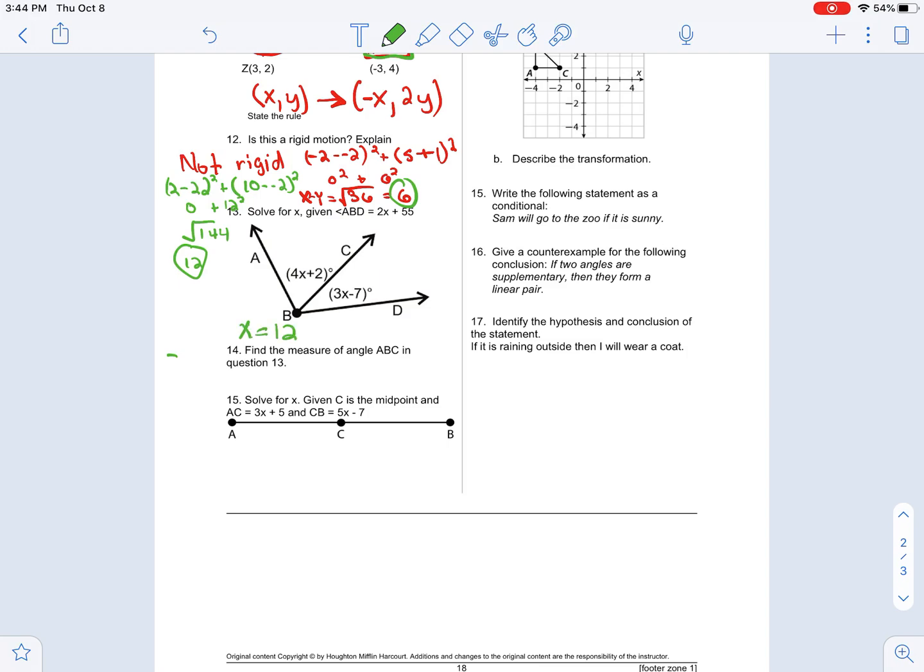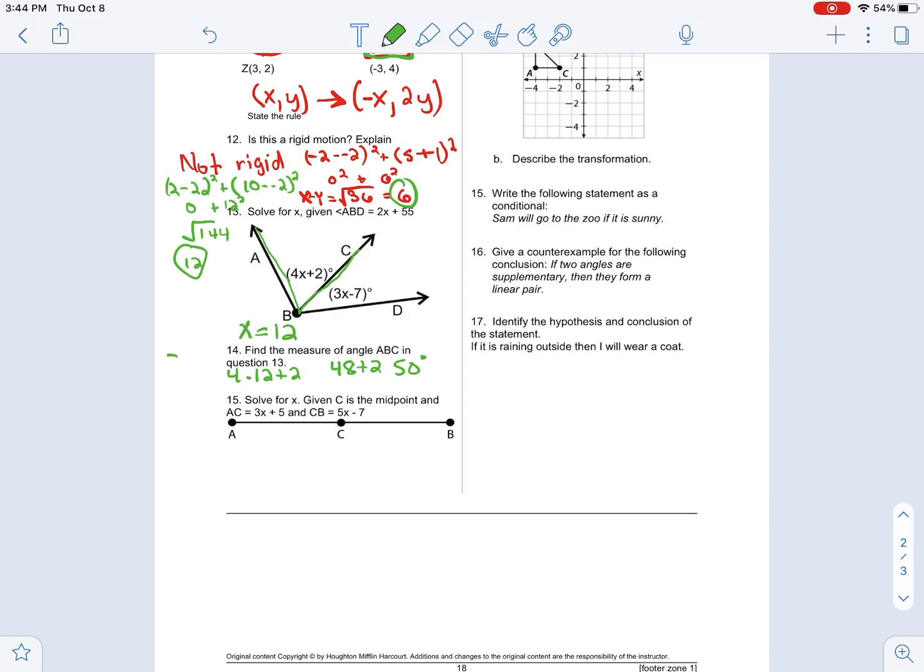Now the next part says find the measure of A, B, C. So we want A to B to C. I know what x is now, so it's 4 times 12 plus 2. 4 times 12 would be 48, plus 2, which is 50 degrees.